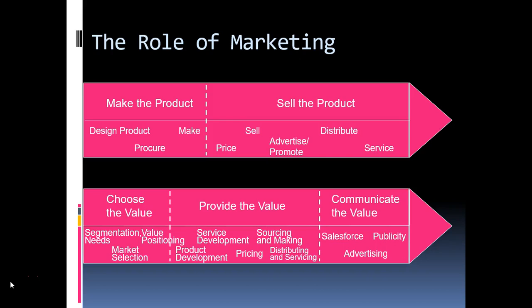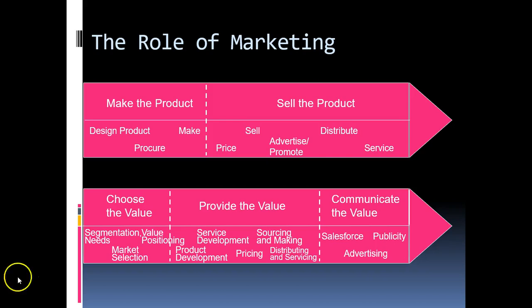What we're trying to move towards is the bottom diagram, where we think more about value. We're more focused on understanding the customer and what they're interested in. So it's not just about making something, whatever that might be, and then thinking of ways of selling it. It's thinking about what we need to make, and what it is that our customers are interested in.